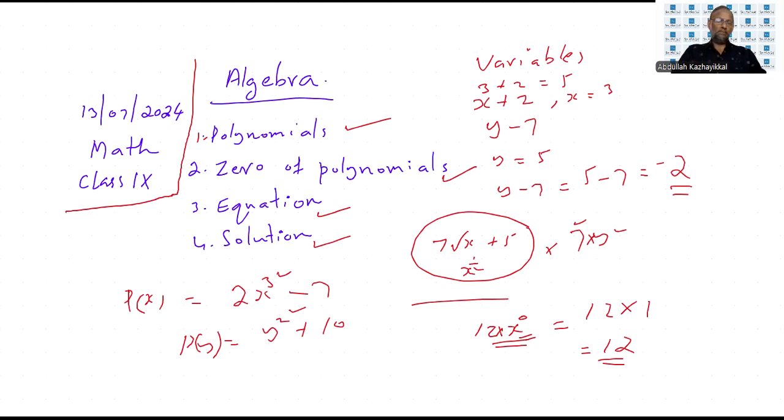Now listen here. I told you polynomial. Now zero of a polynomial. Please listen here. What do you mean by zero of a polynomial?